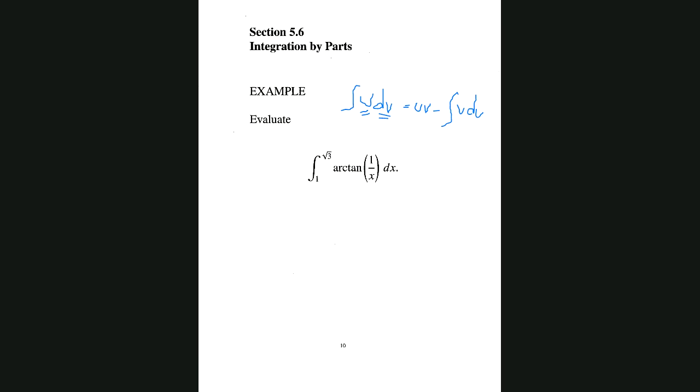For this problem, we're going to let u equal the arctangent of 1 over x, and dv will equal dx. We're going to try that because it worked for a problem where you had the integral of the arctangent of maybe 3t dt, something like that, and it worked letting u be the arctan. So let's go to the solution.